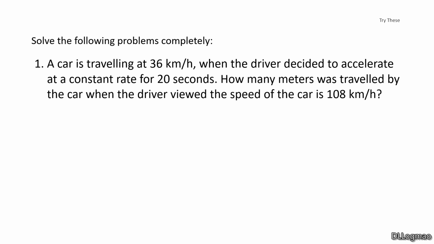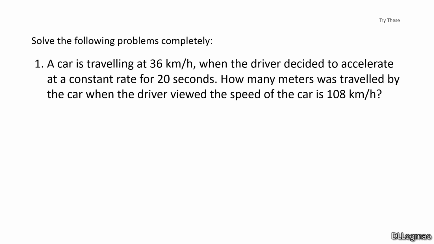For problem number 1, the car is traveling at 36 kilometers per hour when the driver decided to accelerate at a constant rate for 20 seconds. How many meters was traveled by the car when the driver viewed the speedometer with a reading of 108 kilometers per hour?